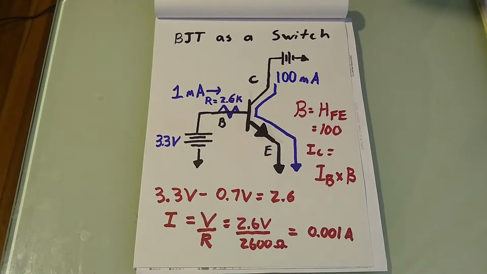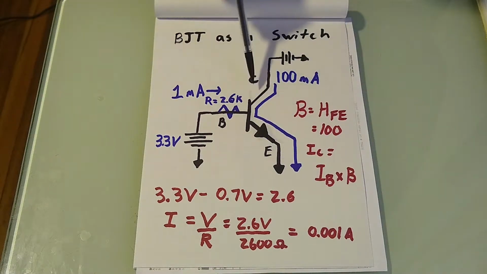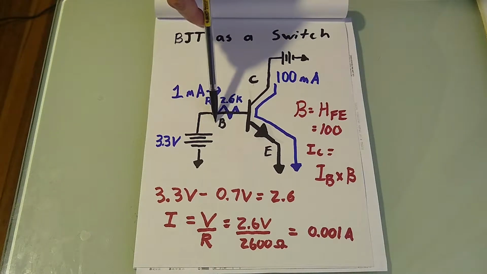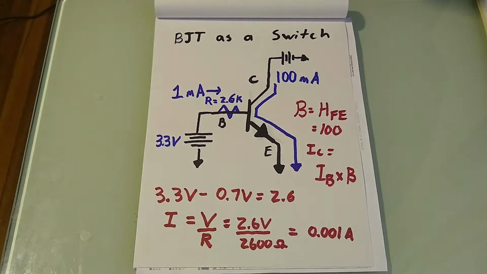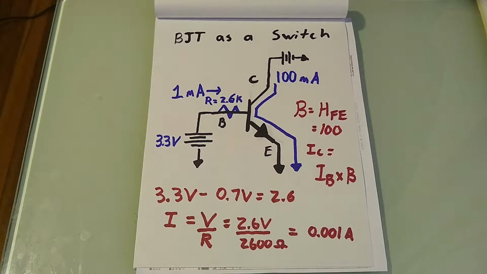First, we'll look at the BJT as a switch. So, in this drawing we have the base, the emitter, the collector. Coming into the base, we have a 3.3 volts supply coming from a battery with a 2.6K resistor. So that gives us 1 milliamp current coming into the base. The collector, we just have a battery source, another one, and the emitter is going to ground.